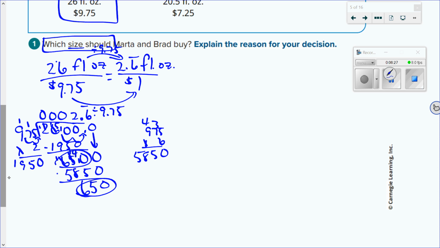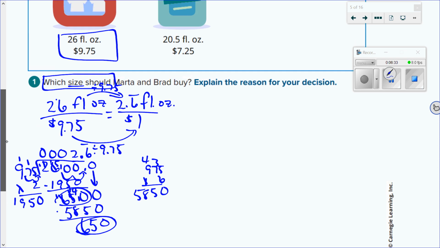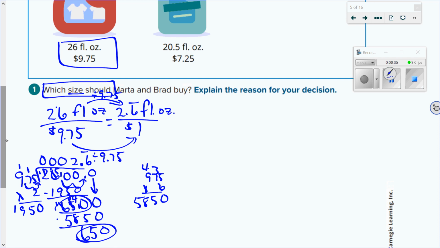We're setting up what's called a proportion. So they're giving me one rate, and I'm switching it to another one. How would I set this one up as my proportion? 20.5 ounces over 7.25. Is there anyone who doesn't understand this part?